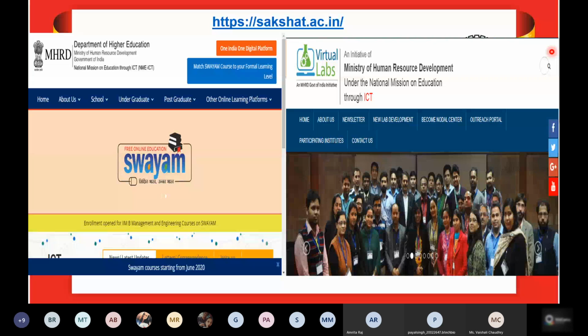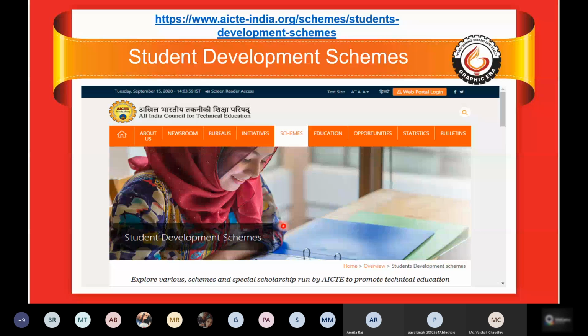Likewise, there are different schemes for the students, which are provided by the AICTE. You can visit this link. You can find the MOUs of MHRD and AICTE with different institutions for the benefit of the students. These schemes also provide scholarships to the students, and this is one of the areas where you can make sure that you get a scholarship from the MHRD, and see what the requirements for such schemes are.